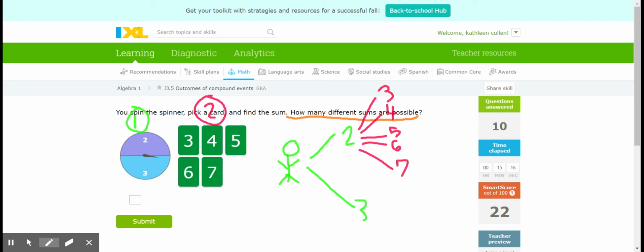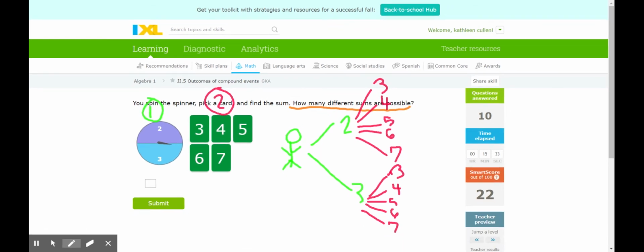Or let's say you spun a 3. Then you'll still have the chance of picking a 3, 4, 5, 6, or 7. So now, we're not done yet because in the last example, we just wanted to find the total number of outcomes, which would have been those last branches there, right? So there would be 1, 2, 3, 4, 5, 6, 7, 8, 9, 10 different possible combinations here of the spinner and picking a card.